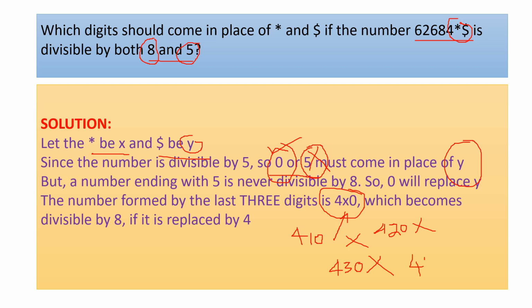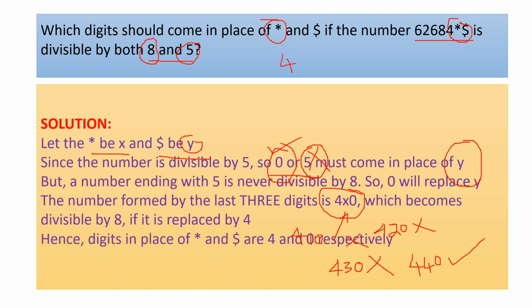If we are replacing x by 4, we will get 440. It will be divisible by 8. 440 is divisible by 8. Hence, we have to replace x by 4. So we can say in place of star, we are replacing 4, and in place of dollar, we are replacing 0. So this is the answer.